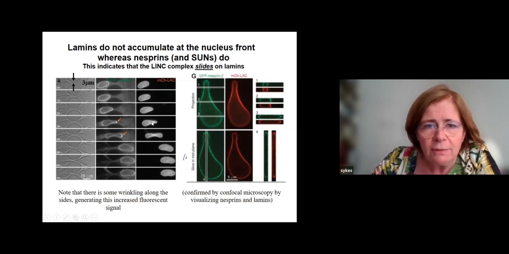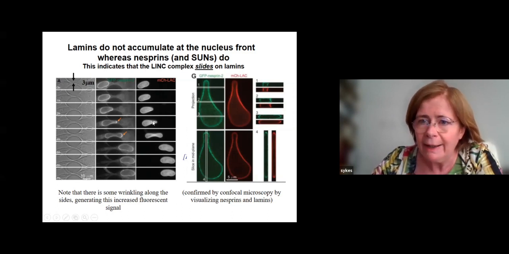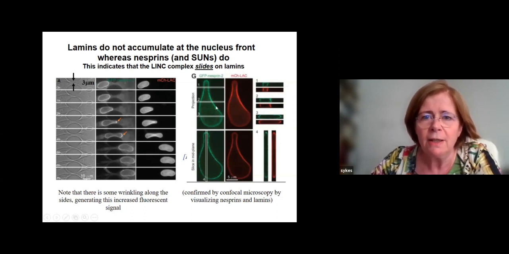So in fact, if you see, there is a slight increase of fluorescence here on the sides, and we think it's some wrinkling again. So we see a wrinkling of the lamin shell, as you can see here. These are spinning disk images.